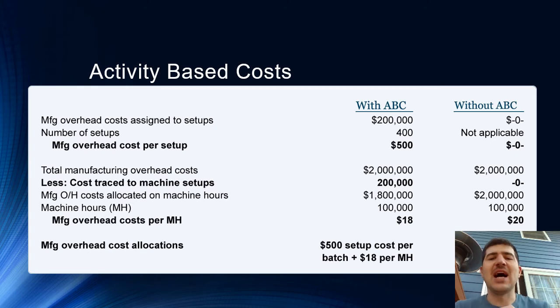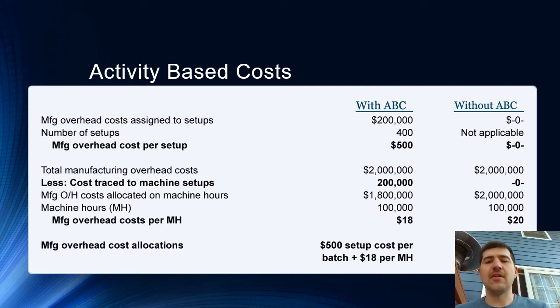This is something that I would spend a lot more time on, but I'm going to give you the super Spark Notes version, so don't freak out if you don't get it all. With activity-based costs, if you look at it, you have $200,000 in setup fees. You have 400 setups. Your manufacturing overhead per setup is $500. And so you can literally see that when I set this up and run these machines, there is a cost to setting this up and doing this.